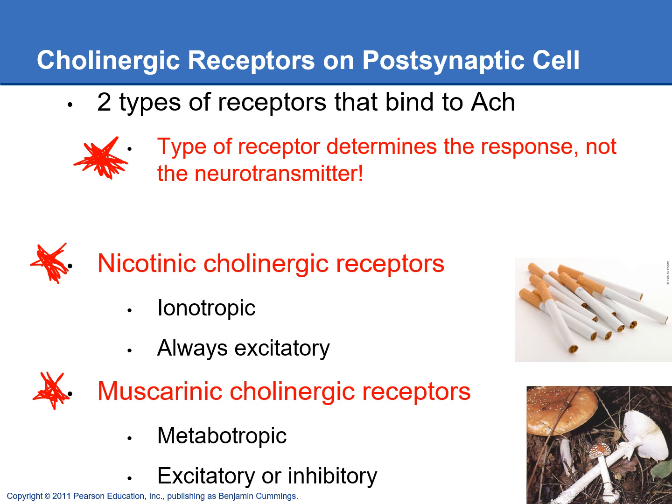And then the muscarinic cholinergic receptors are totally different. They're metabotropic receptors. Remember, metabotropic receptors are G protein linked receptors. And they could be either excitatory or inhibitory, depending on what the G protein does. So it could create an EPSP or an IPSP. How the muscarinic cholinergic receptors got their name is because muscarine, which is a toxin found in some poisonous mushrooms, also binds to muscarinic cholinergic receptors in addition to acetylcholine.